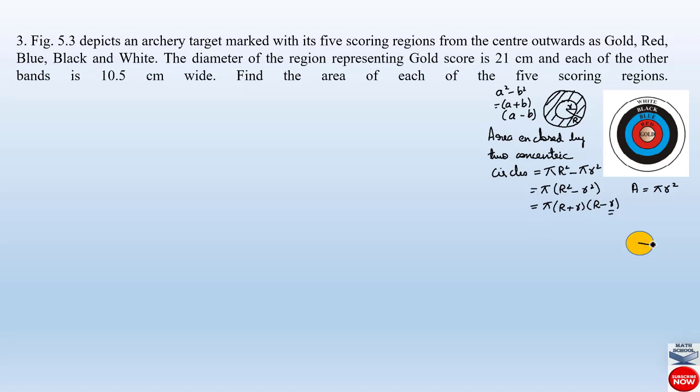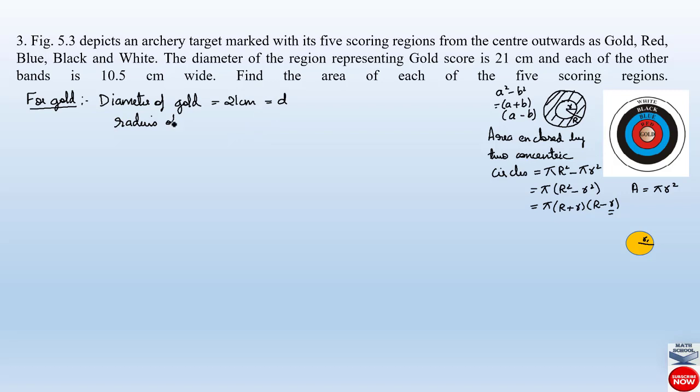So let us take this radius as R1, small r1. First we will calculate the radius of this circle. Let us first write down what is given for the gold region: the diameter of the gold region is 21 centimeter. Now this is the diameter, and we have to find the radius to determine the area of this gold region, right?